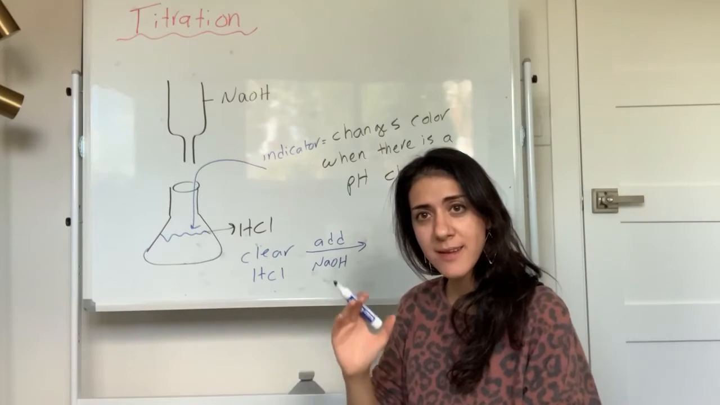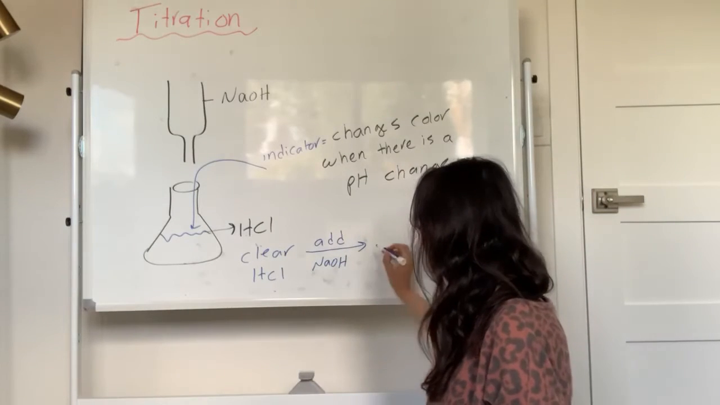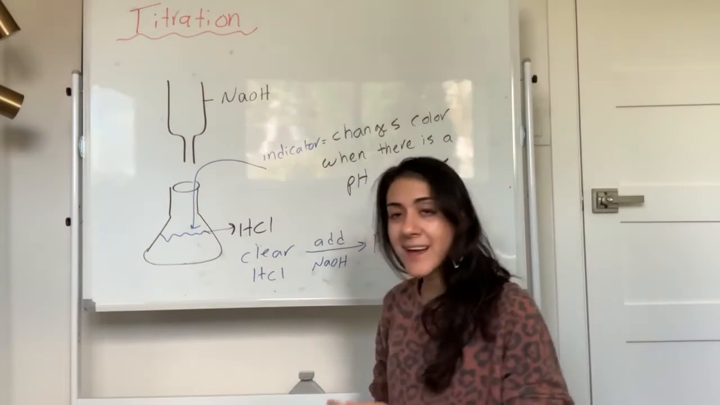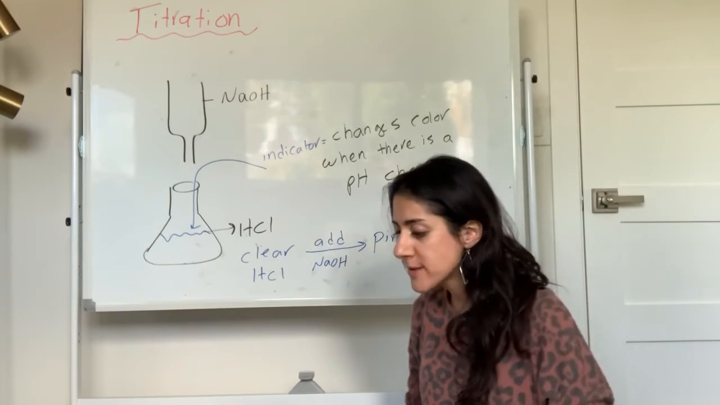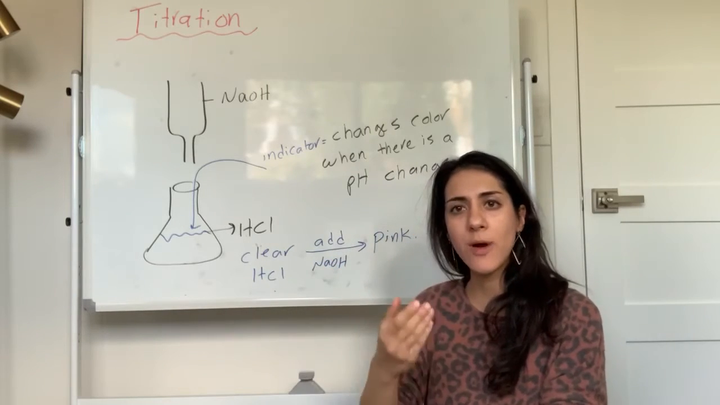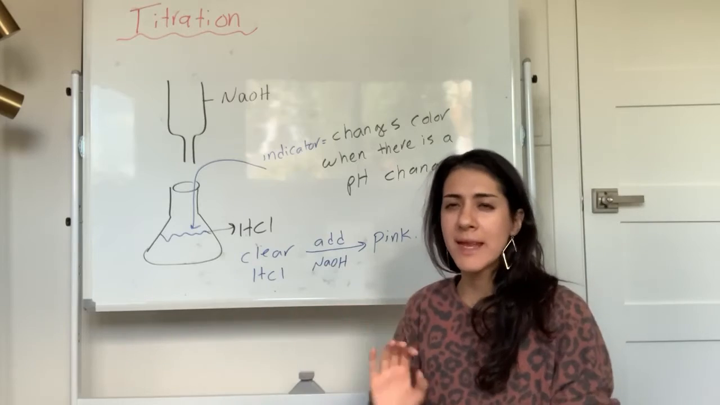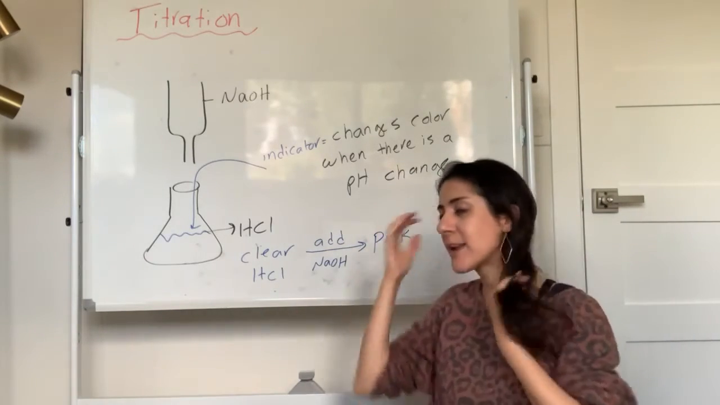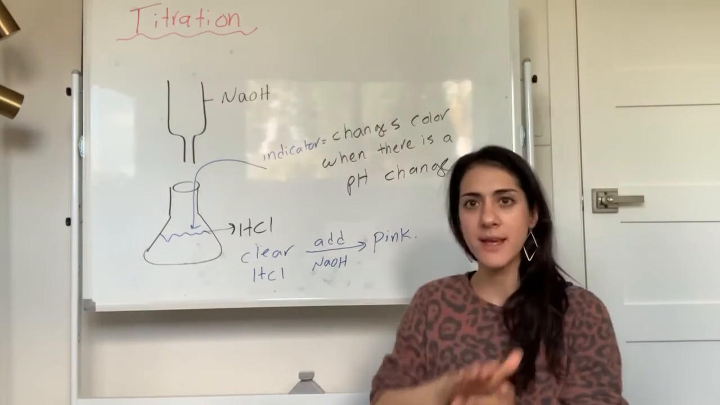You're going to keep adding, keep adding, keep adding, and then bam, it's going to turn pink. And it has to turn pink and stay pink. That's really crucial, because sometimes you're adding a base, and you see a little pink, but if you shake it around, it goes away. That means you're getting close, but you're not there yet. So it has to turn pink, and it also has to stay. Okay. Once it turns pink, then you're done.